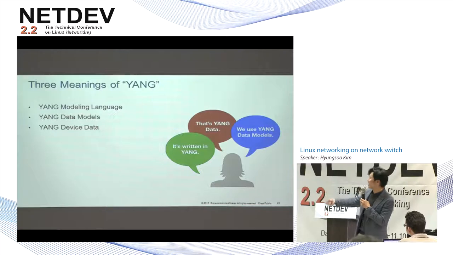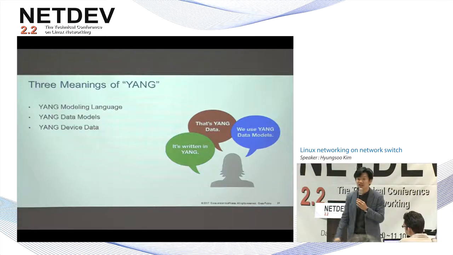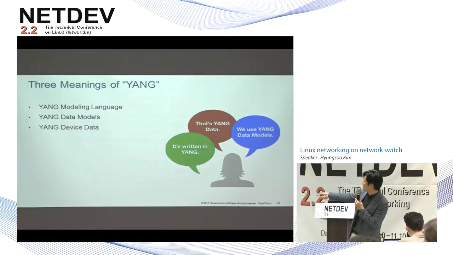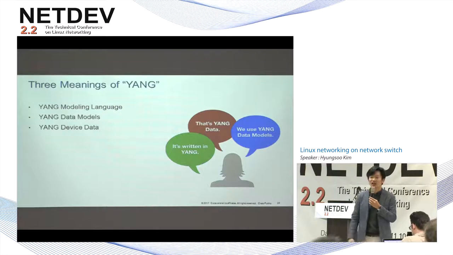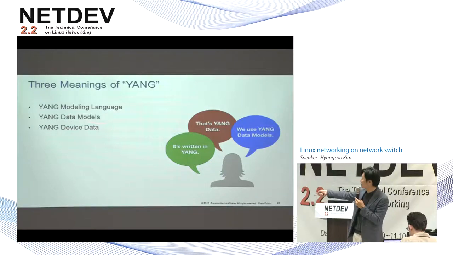Actually, Yang has three meanings. Yang means a kind of modeling language, similar to XML schema, describing network device features or capabilities. Another meaning is in the data model: it means the data structure, the dependencies, the architecture or organization of data in the data model.